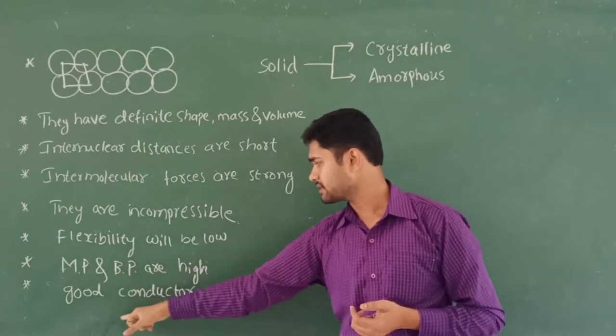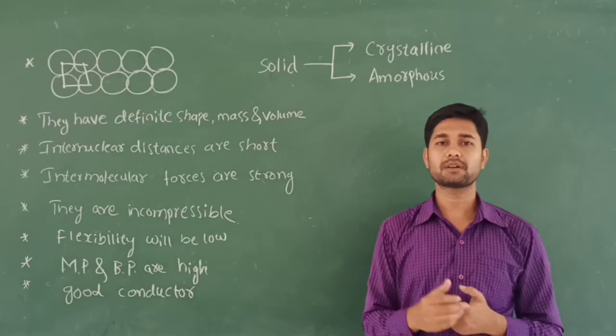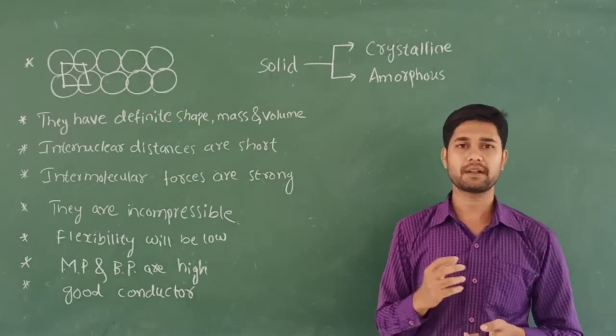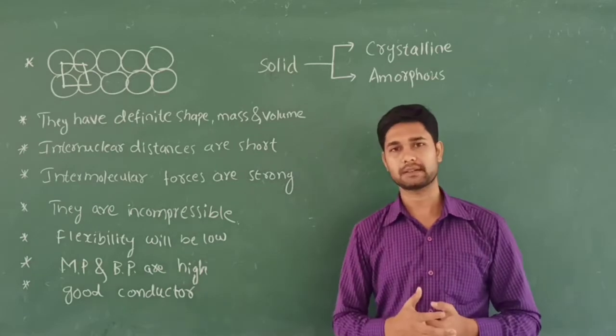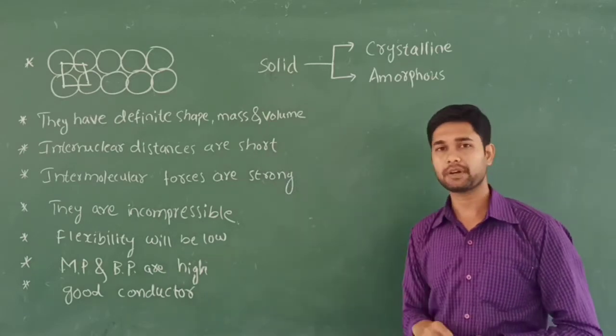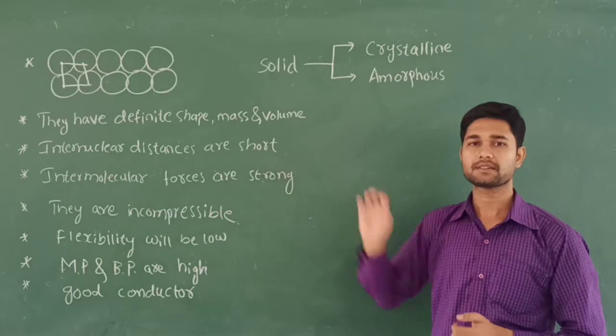Next, they are good conductors of electricity. Copper is the best example. So they are good conductors. This is about the very important characteristics or properties of the solid state.